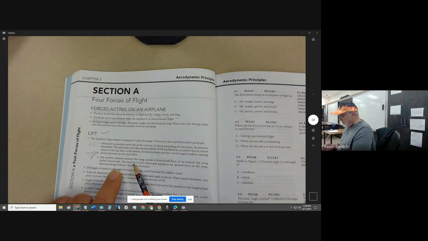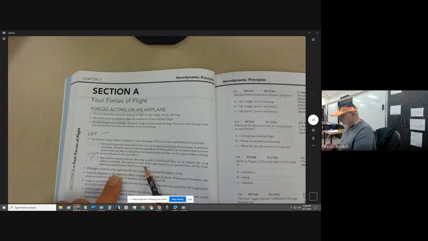The airflow pattern around the wing causes a downward flow of air behind the wing, called downwash. The reaction to this downwash results in an upward force on the wing, demonstrating Newton's third law of motion. The angle of attack is the angle between the wing chord line and the relative wind.